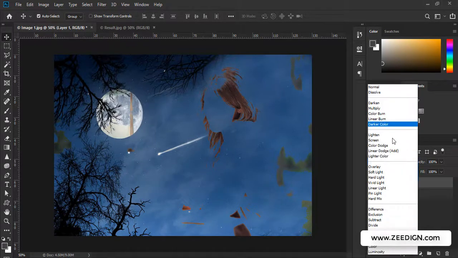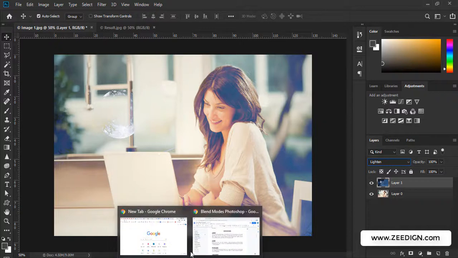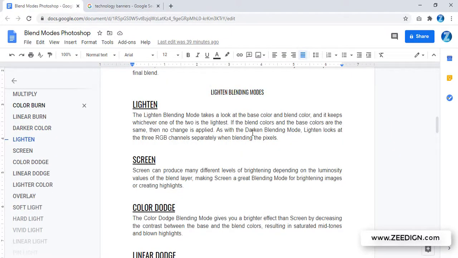But in case of lighten, the sections in both of these layers, the base layer and the blend layer, Photoshop will compare each pixel of both of these layers, and the pixels which are lighter, and those pixels could be in either of these layers, will get displayed. So here we are giving priority to the lighter pixels. Okay, I think that's enough for the explanation.